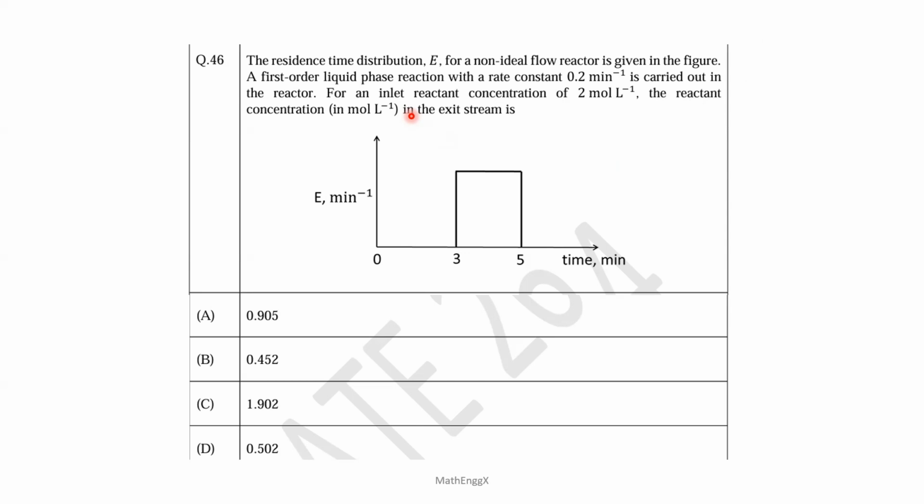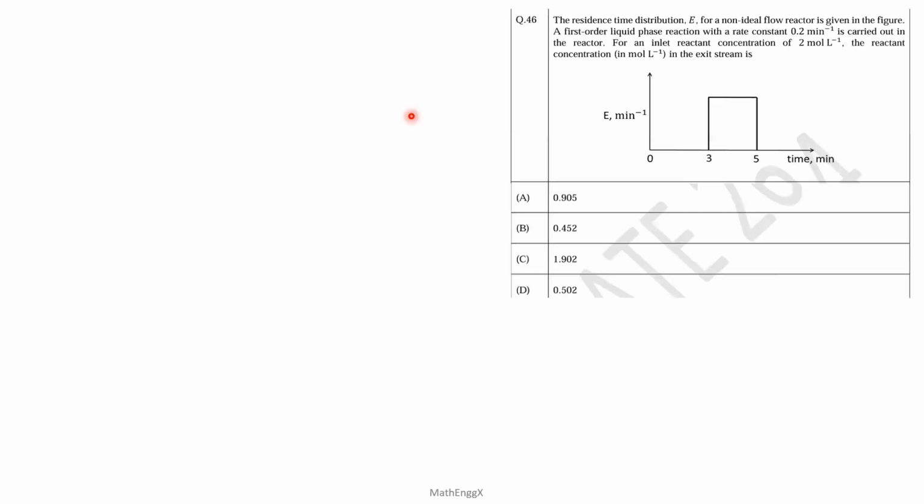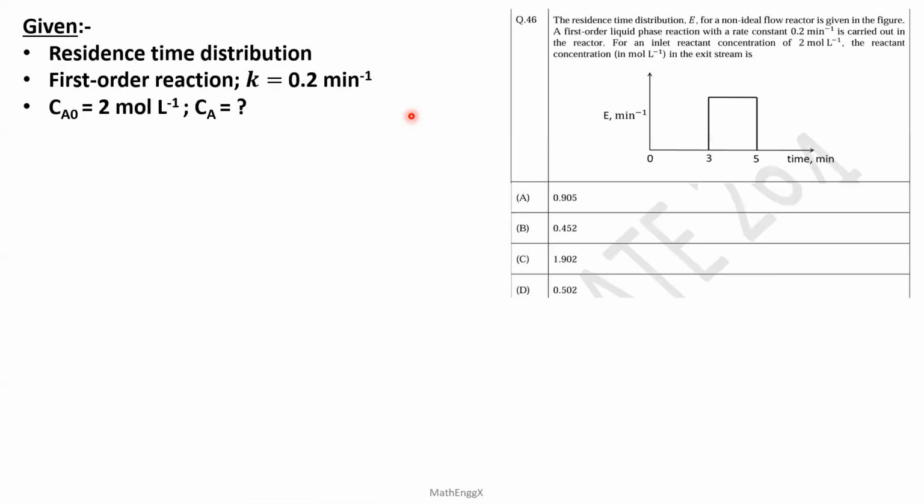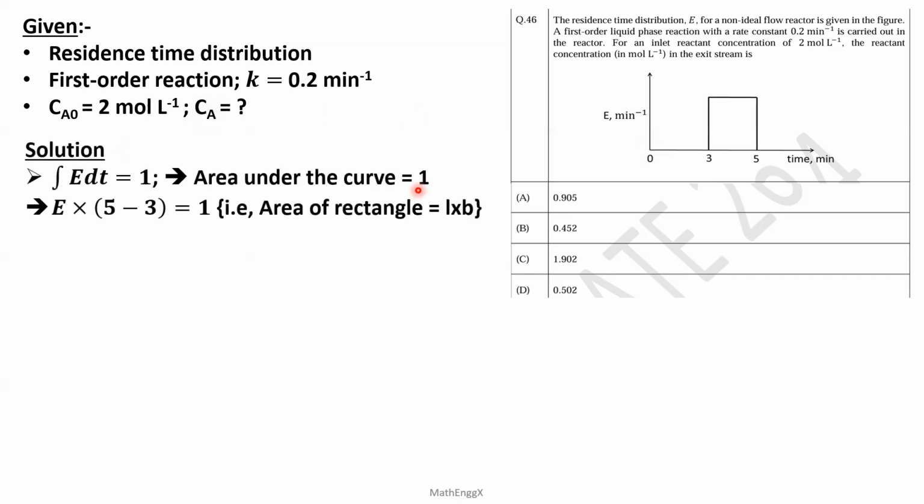So let's note down the given parameters. The reaction is first order and K is equal to 0.2 minute inverse. The inlet concentration of A is 2 moles per liter. We need to find the exit concentration of A. We have been given the residence time distribution, which is a graph of E versus t. Let's look into the solution to this question.